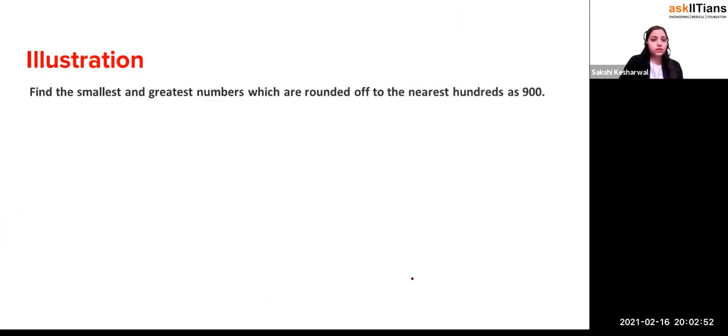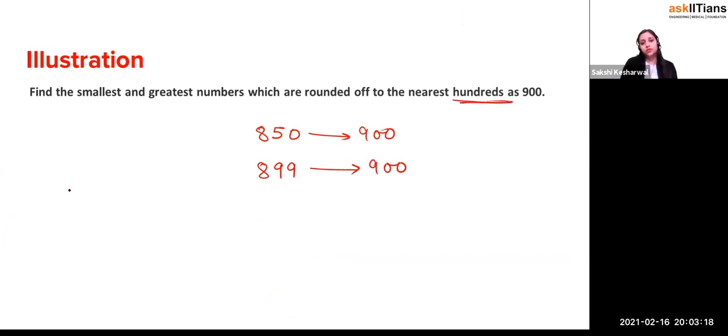Now let's come to finding the smallest and the greatest number which are rounded off to the nearest 900. Which numbers will round to the nearest hundred? If I say 850, 850 will be rounded to 900. This will be the smallest number, and the greatest number will be 949. Yes or no? 949 will be rounded to the nearest 100 or not? Yes, so these are the two answers. This one is the smallest and this one is the greatest, right?